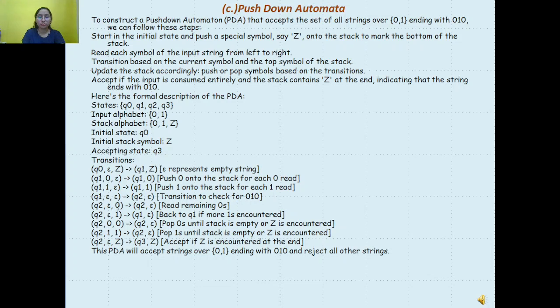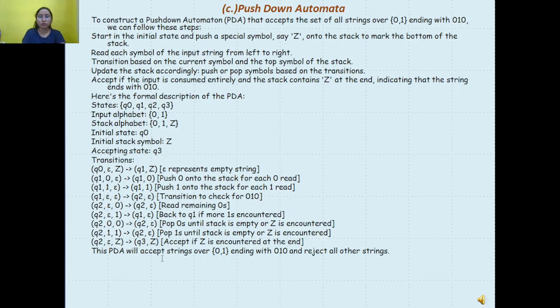Then Q2, epsilon, 0 goes to Q2, epsilon, that is the remaining 0. Q2, epsilon, 1 goes to Q1, epsilon, that is, back to Q1 if more ones are encountered. Q2, 0, 0 goes to Q2, epsilon, popping zeros until the stack is empty or Z is encountered. Q2, 1, 1 goes to Q2, epsilon, popping 1 until the stack is empty or 0 is encountered. Q2, epsilon, Z goes to Q3, Z, accepting if Z is encountered at the end.